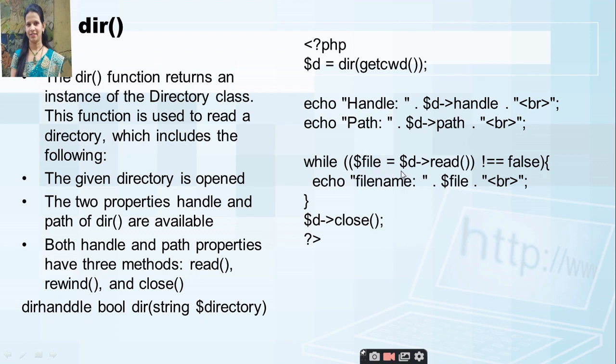Then while (($file = $d->read()) !== false). Here we are calling the read function. Not equal to false means the data exists and you can read. Then display the file name here and then close it with $d->close(). Here you will get information like the handle, path, and all information about your directory, because we are using an instance of this directory class, so you can access the information about the directory.